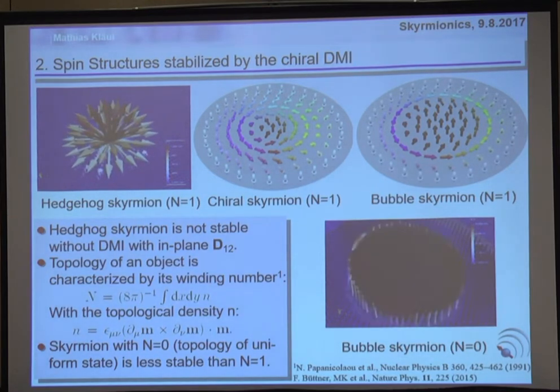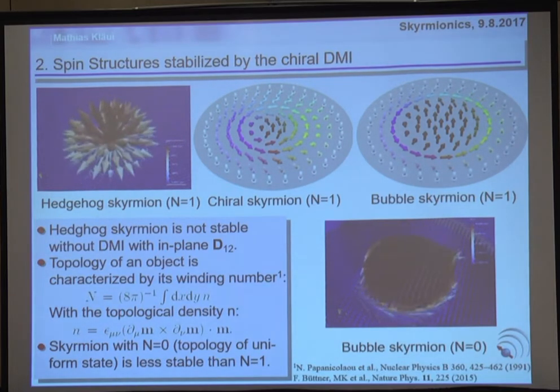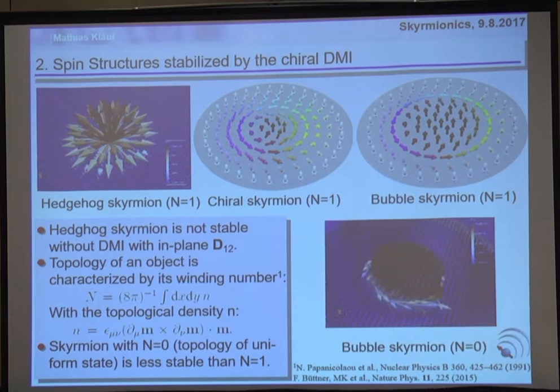So I think it is very important to know that these 3 spin structures have topology that's distinct from the uniform state, which means that you cannot continuously deform them into it. They are what I call topologically not necessarily protected, but stabilized.